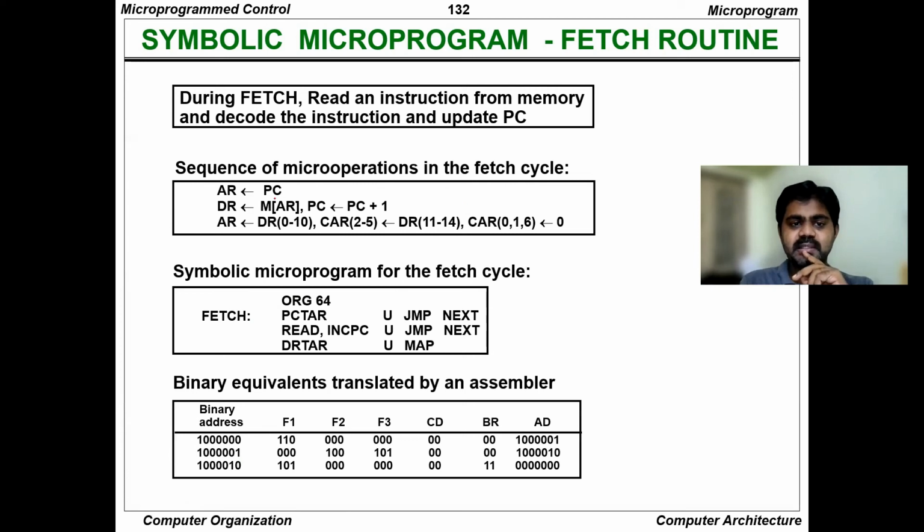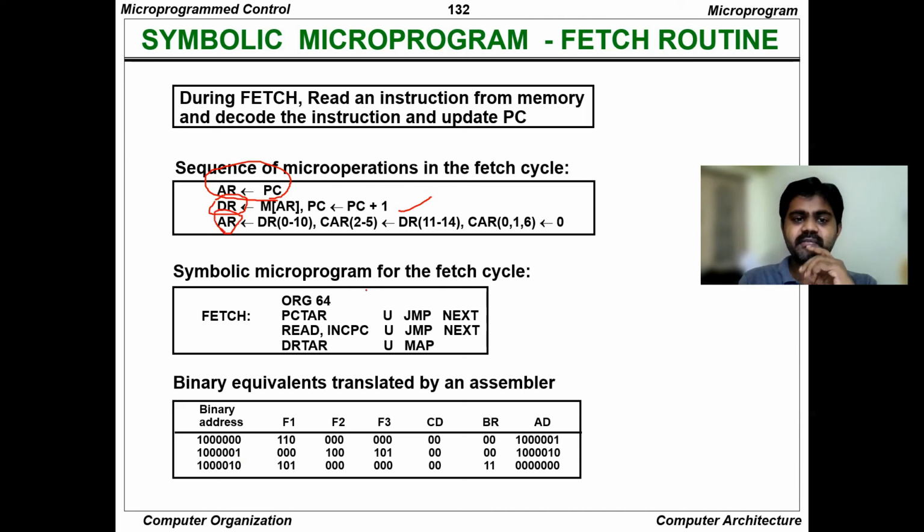If you see the sequence of micro-operations to be followed in the fetch cycle, first is program counter to address register. During a fetch instruction, your PC will increment by 1. And M of AR, that is, the memory location of that address register, is sent to the data register. So whatever data is present in that address location, we get that. Finally, control address register, which is in the control unit. Data register bits 11 to 14, that is the opcode, go to CAR bits 2 to 5. And data register bits 0 to 10 are sent to the address register. So this is exactly what happens in the fetch cycle.